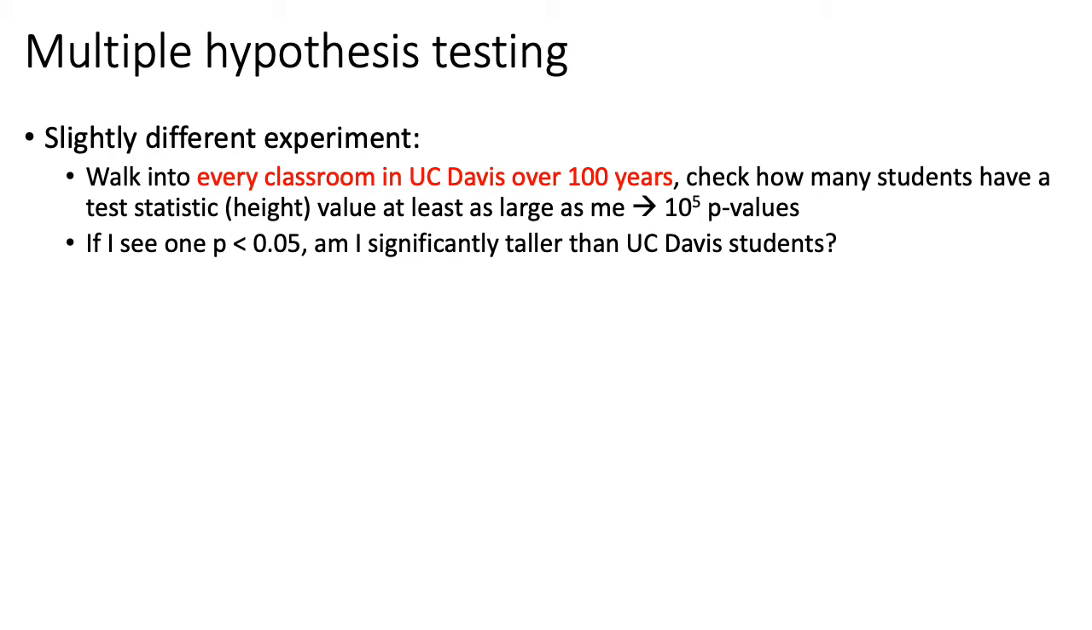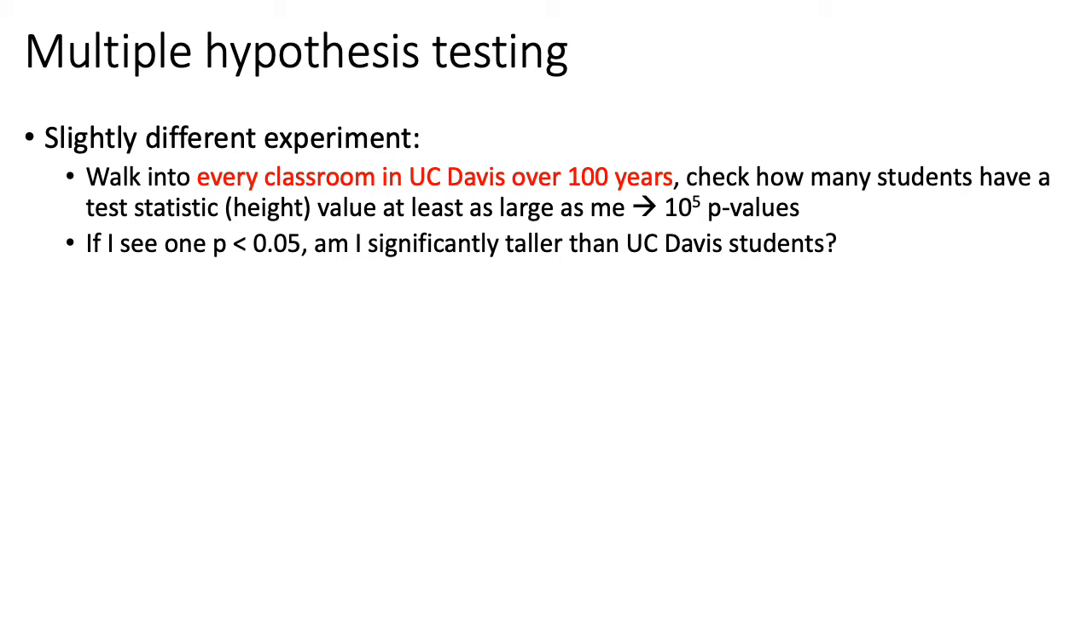And then, suppose that actually happened, and then I said to myself, okay, that's kind of depressing that I'm not taller than your average UC Davis undergraduate student. So why don't I just keep doing this experiment until I find a class in which I am taller than your average undergraduate student?